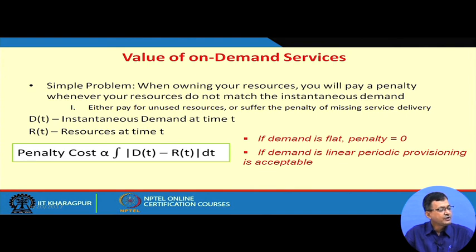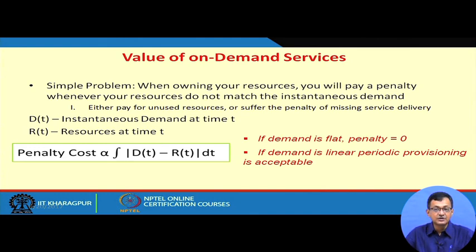A simple problem: when owning your own resources, you pay a penalty whenever the resources do not match the instantaneous demand. Suppose I have 100 resources and I pay the penalty when they are underutilized. If utilization is 80% or 70%, I pay the penalty for the remaining 20 or 30 units. Either you pay for unused resources or suffer the penalty of missing service delivery, if demand is higher and I am not able to serve it. So how do I calculate the penalty?